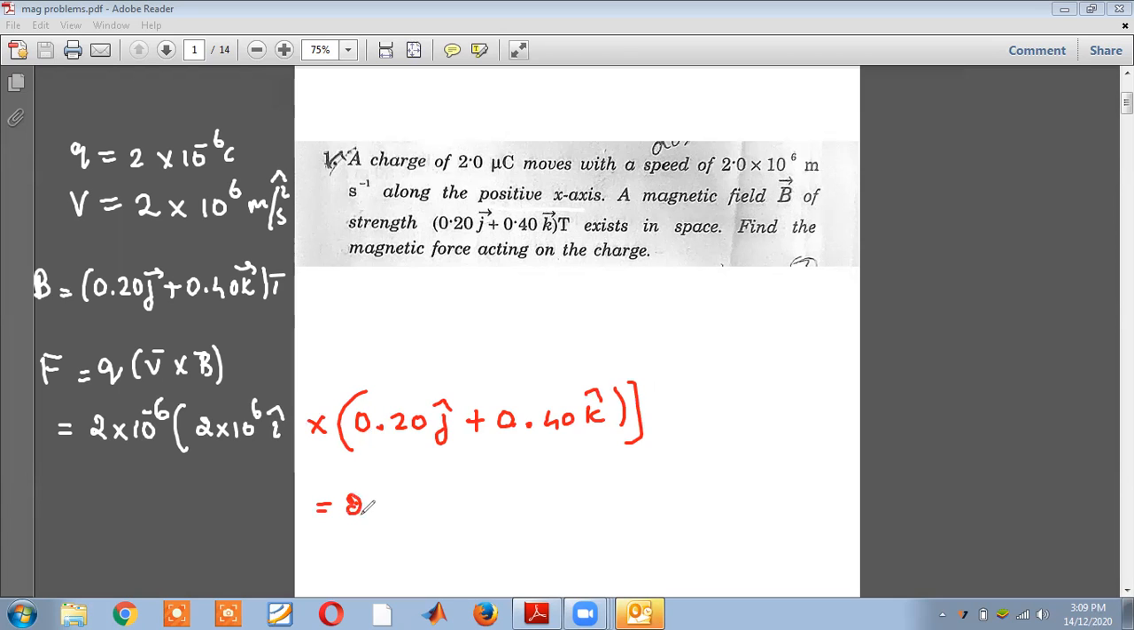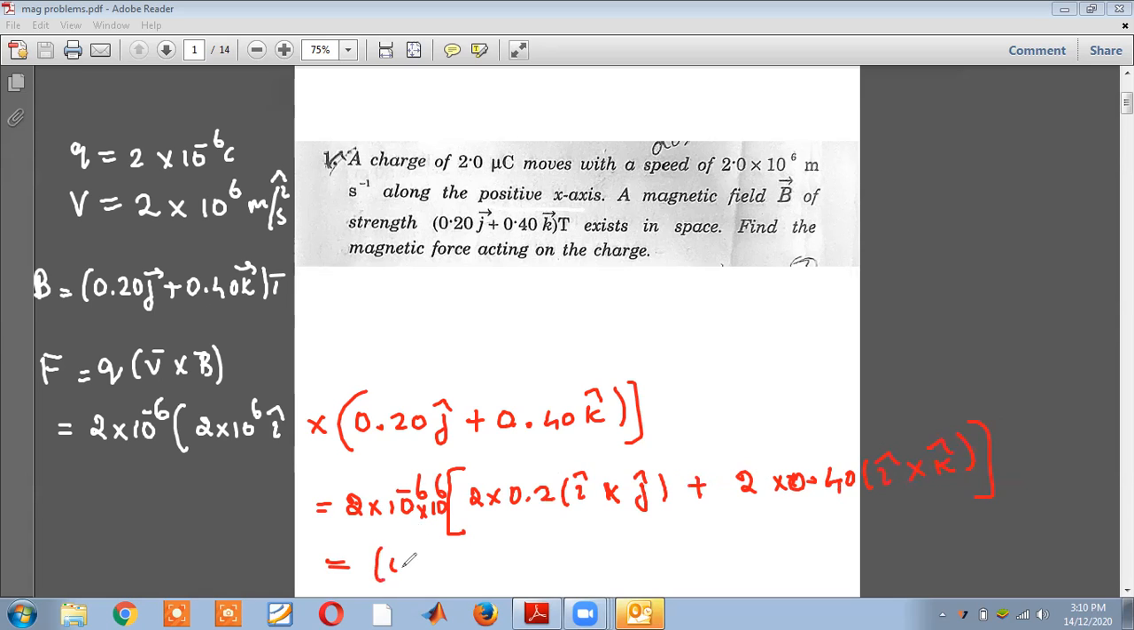Let me take the constant terms outside. Outside you have 10^6 into 10^-6. So this is nothing but 2 into 0.2 times i cap cross j cap, plus 2 into 0.40 into i cap cross k cap. Now you know this value: 2 into 0.2 is 0.4, and here we have 0.8, and outside we have 2. So just multiply that, and you have 0.8 times, this turns out to be k cap.